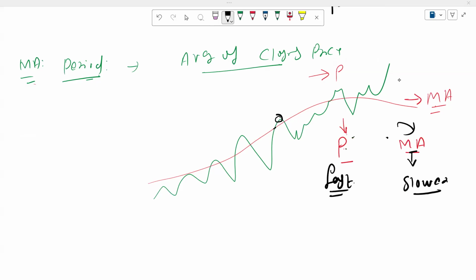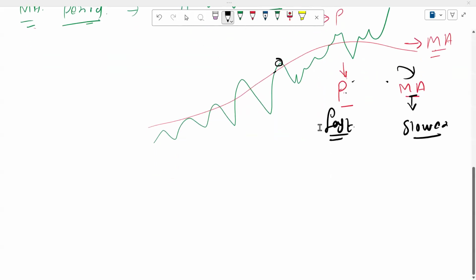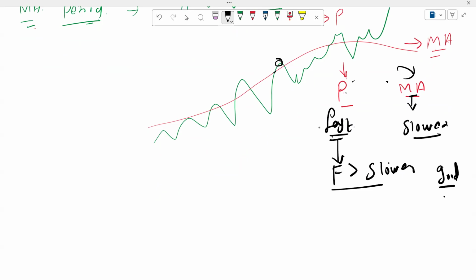So see what I am saying. If a fast thing is crossing above the slow thing, this is a good point. And if a fast thing is crossing below the slow thing, this is a bad point.